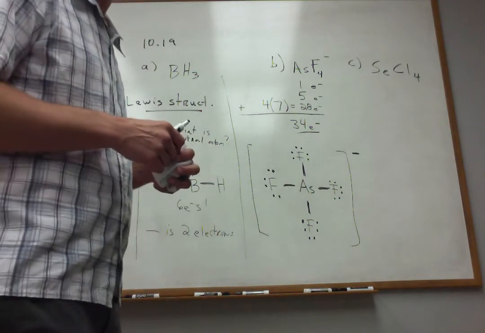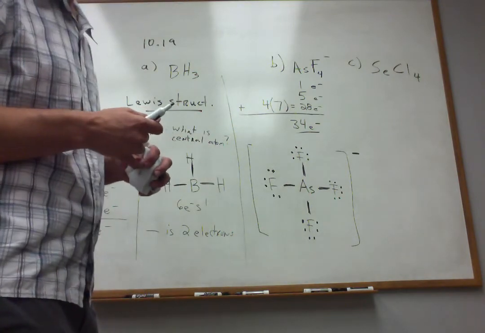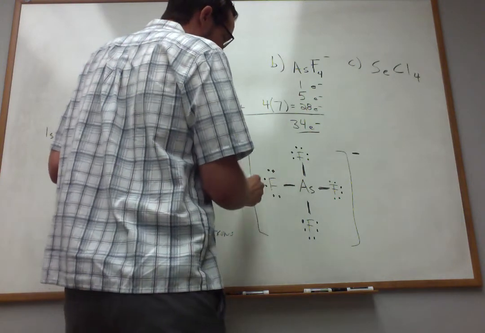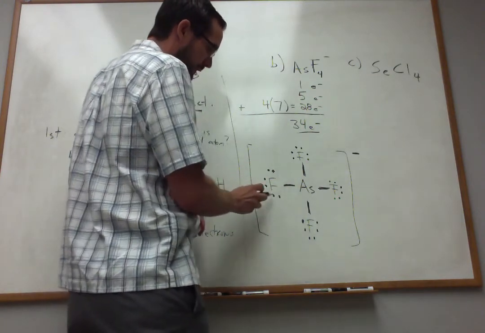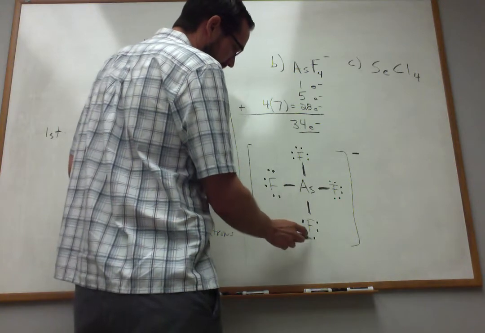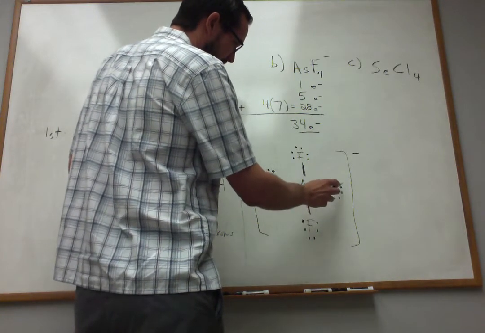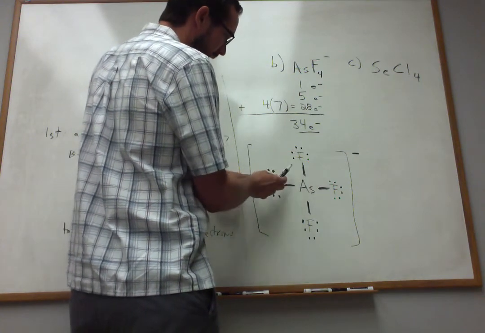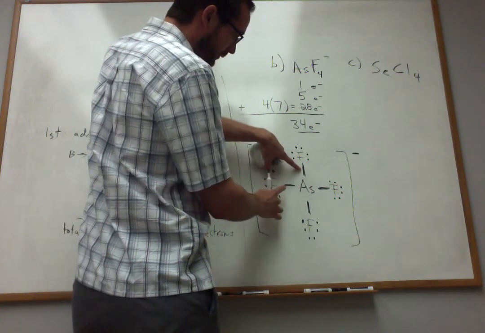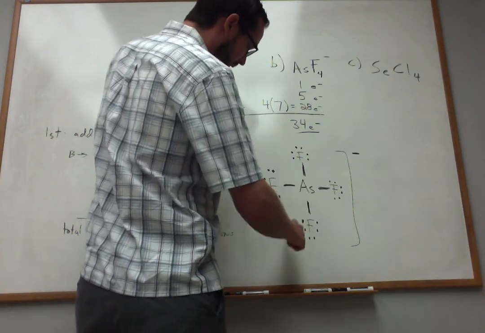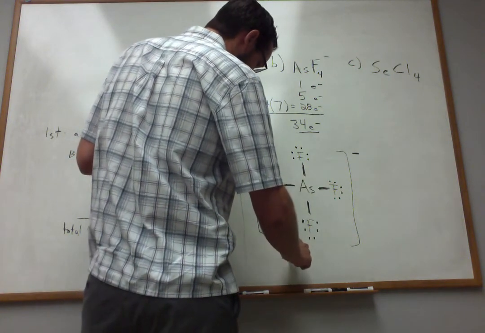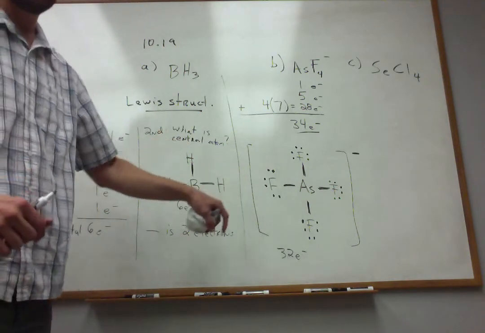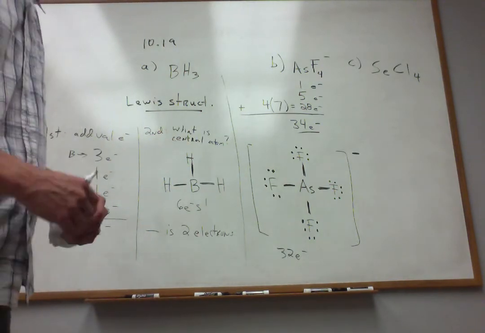But let's see how many electrons we've used. Remember, you always have to check the validity of your structure by seeing how many are used, okay? So 2, 4, I'll count the lone pairs first. 2, 4, 6, 8, 10, 12, 14, 16, 18, 20, 22, 24. Now I'm going to count the bonding pairs. So 26, 28, 30, 32. So my structure, as I have it drawn right here, has used 32 electrons.